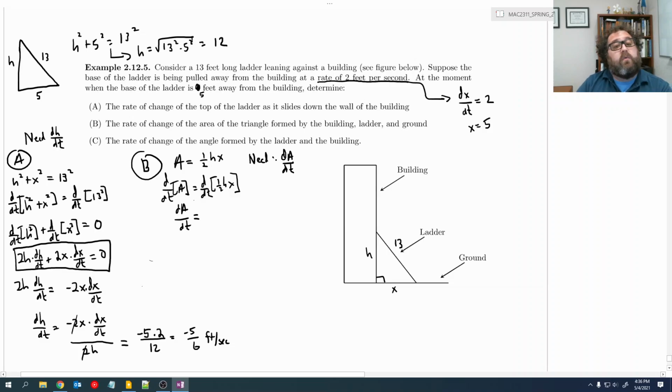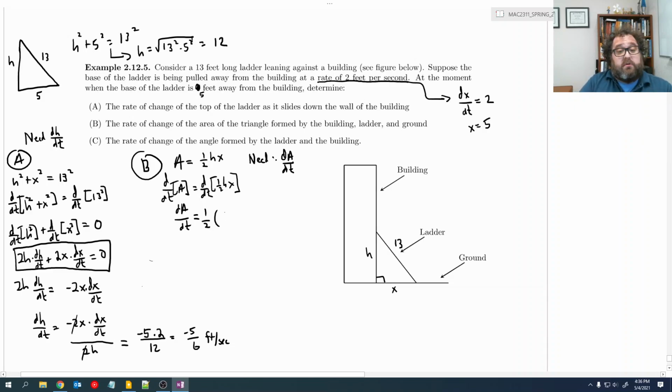Now the right-hand side, notice that's 1/2 times h times x. We can factor out the 1/2, but notice the remainder, h times x, is a product. That requires the product rule. So be careful here.